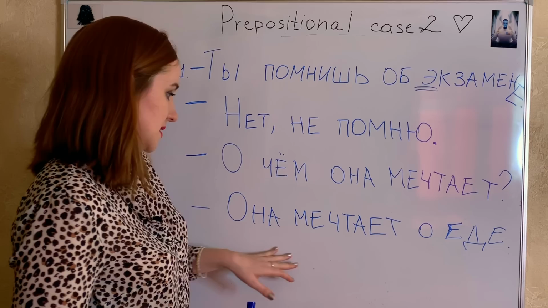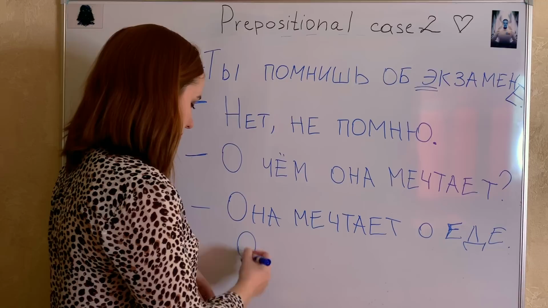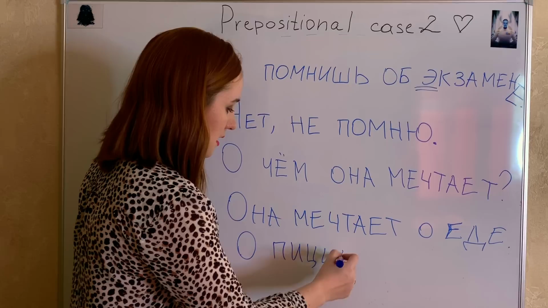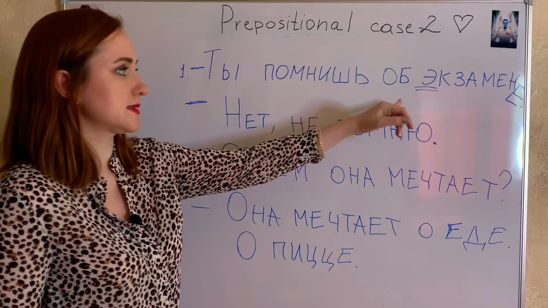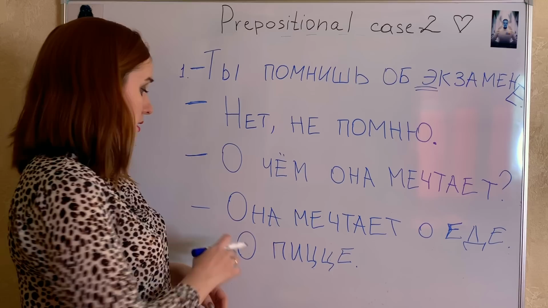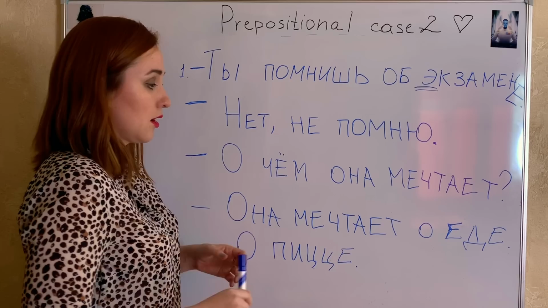So, она мечтает о еде. Maybe about pizza. О пицце. She wants some hot pizza. Maybe she's hungry, sitting in some exam, and she's only thinking about pizza. Она мечтает о пицце. She's dreaming about this pizza.